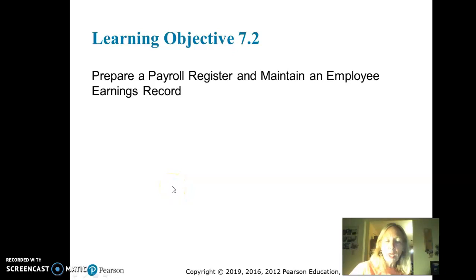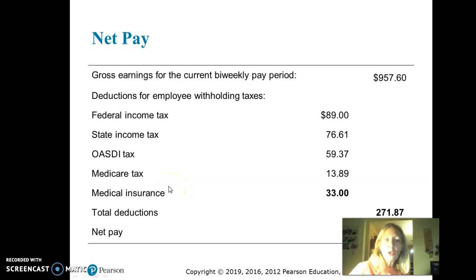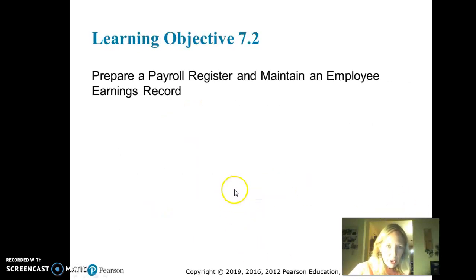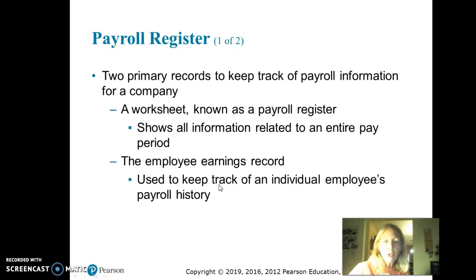So now you learned how to do the deductions, you learned how to calculate gross earnings and all of the deductions. Hopefully you were able to figure out the OASDI and the Medicare. That's a little tricky. We'll go over that a little bit more. And then calculate individuals' net pay. So that was 7.1. 7.2 is going to be how to prepare a payroll register and maintain an employee's earning record.